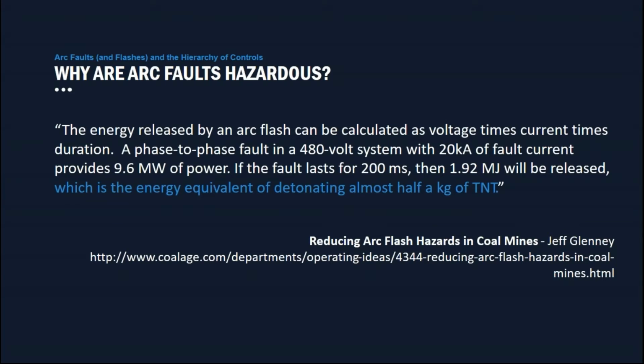Here's a quote that I have attributed. I am unable to do the calculations myself to appreciate if it's accurate, but it is said that a face-to-face fault in a 480 volt system with 20 kA of fault current provides around 9.6 megawatts of power. If the fault lasts for 200 milliseconds, then the equivalent energy is something akin to half a kilogram of TNT. So whilst we might be able to sustain that in an installation out in the middle of nowhere, trying to contemplate that in a confined space underground generally doesn't bear thinking about.